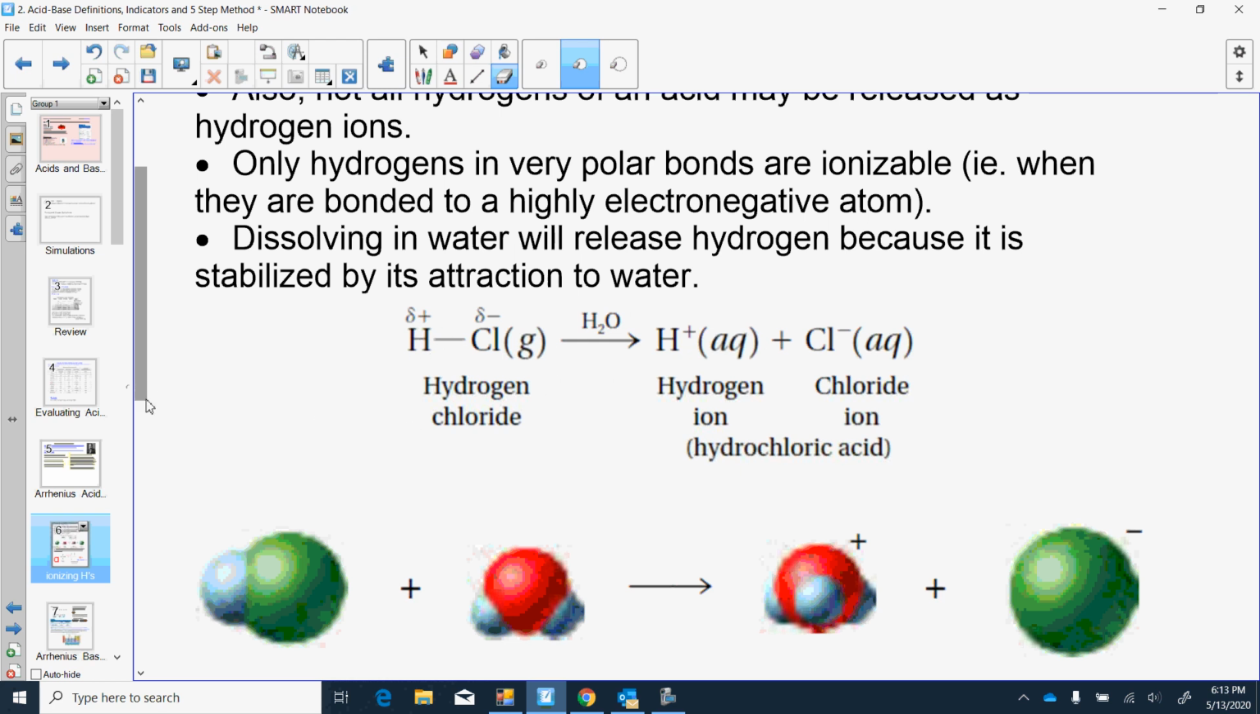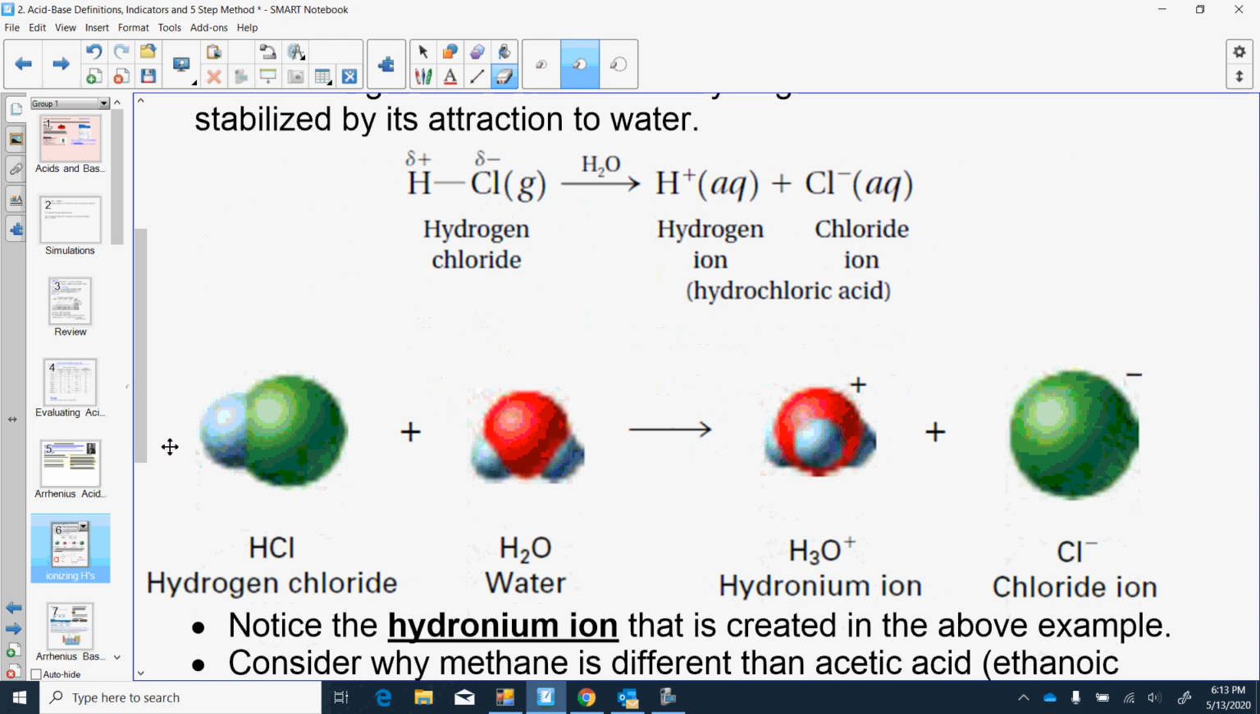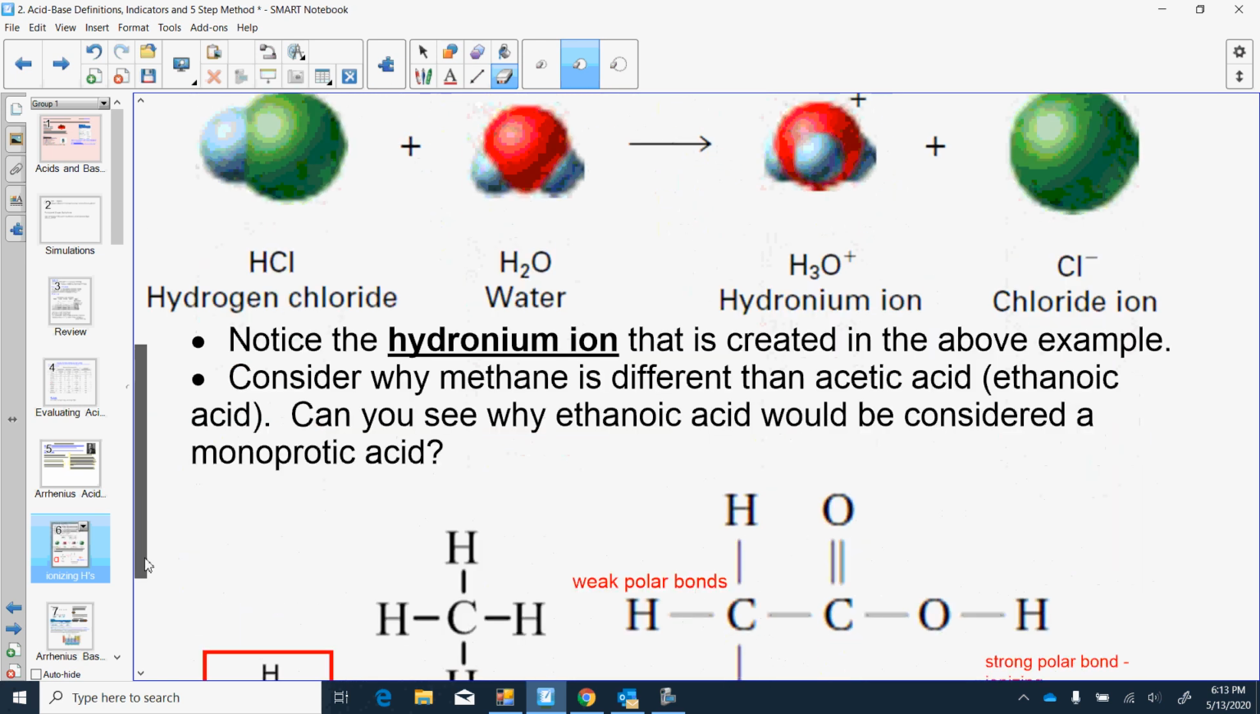If you see the picture here, here's your water, here's HCl. This is a polar bond. So very easily that hydrogen moves over to water, and we have this negative anion and this positive hydronium ion. Now that's not true for everything.